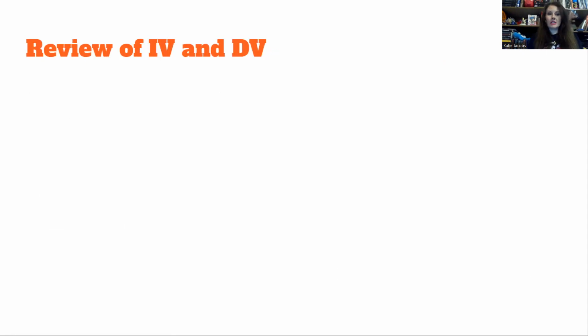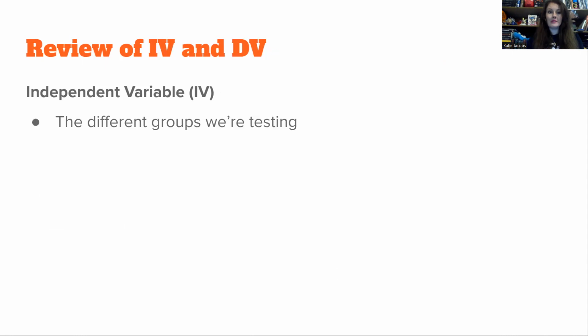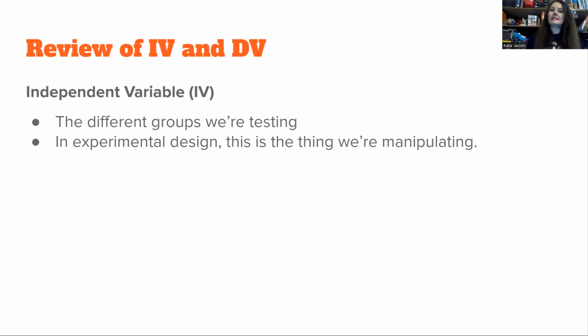So in order to understand true experiments or experimental design, we might want to review independent variables and dependent variables a little bit. The independent variable is often symbolized by IV. These are the different groups that we're testing. Specifically with experimental design, this is the thing that we're manipulating. Whenever we hear the thing that the researcher manipulates, we're talking about a treatment condition versus some sort of placebo. That's the thing that we're changing for our participants.